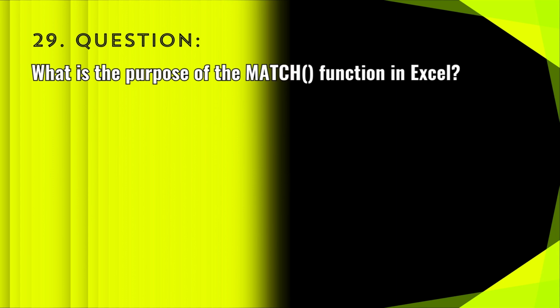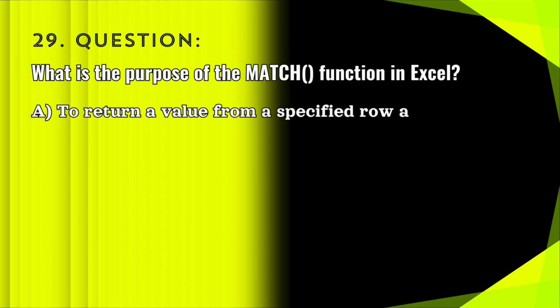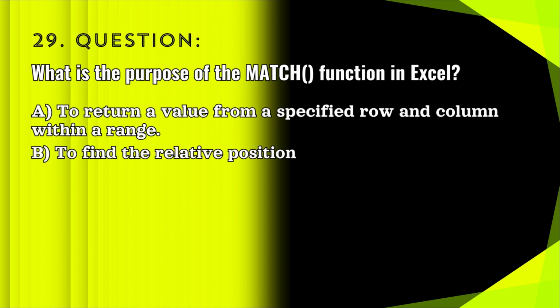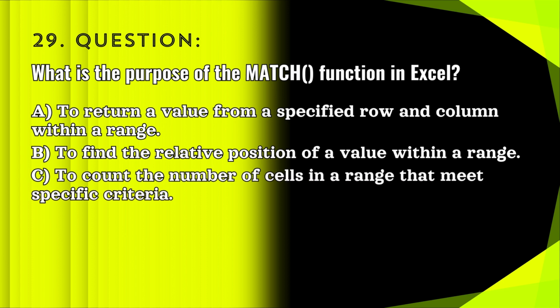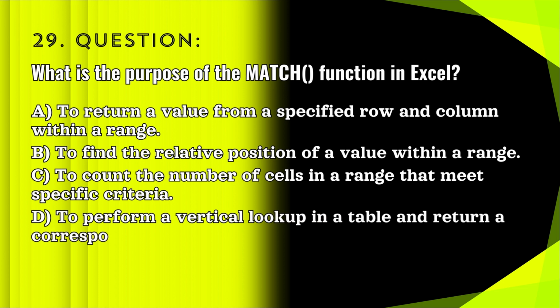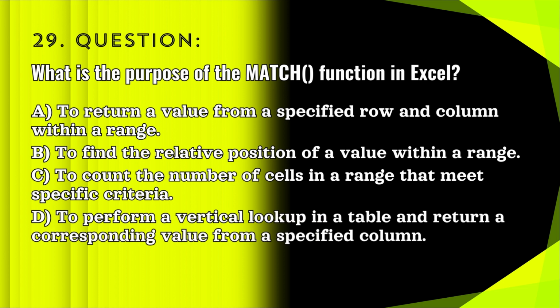Question number 29. What is the purpose of the match function in Excel? Alright, here are the options for you. Select the right one. Option A. To return a value from a specified row and column within a range. Option B. To find the relative position of a value within a range. Option C. To count the number of cells in a range that meets specific criteria. And option D. To perform a vertical lookup in a table and return a corresponding value from a specified column.